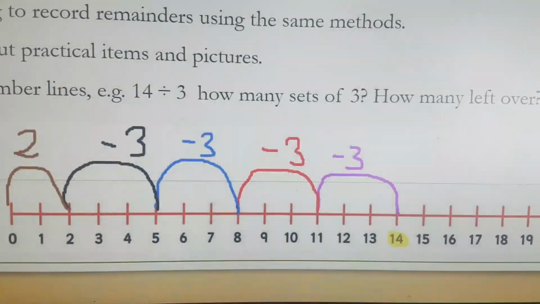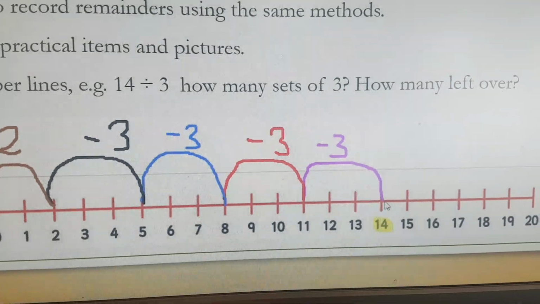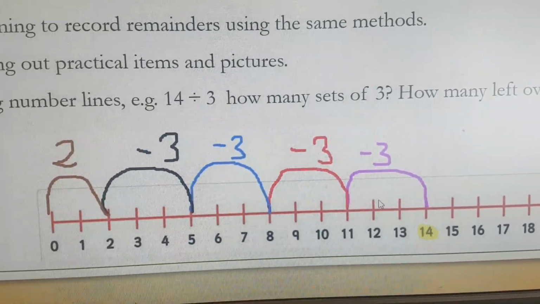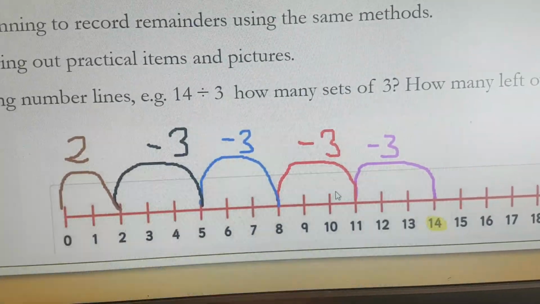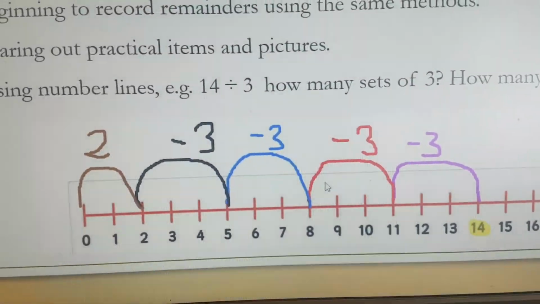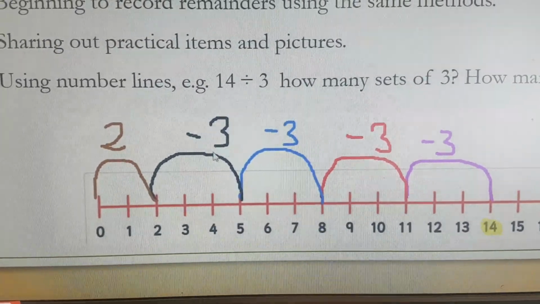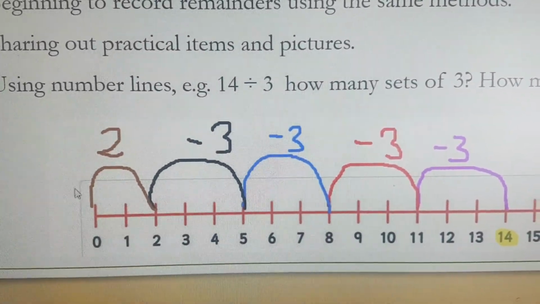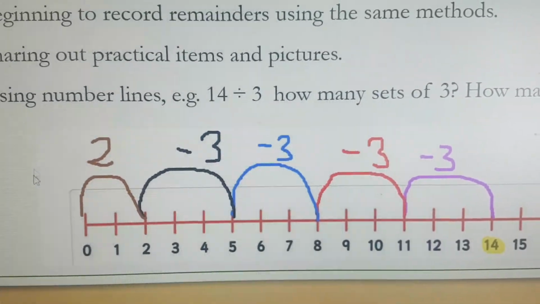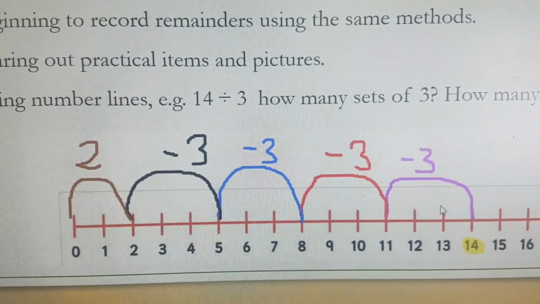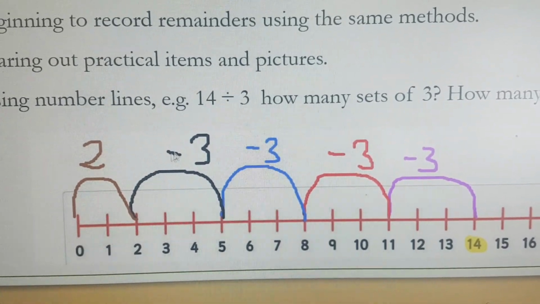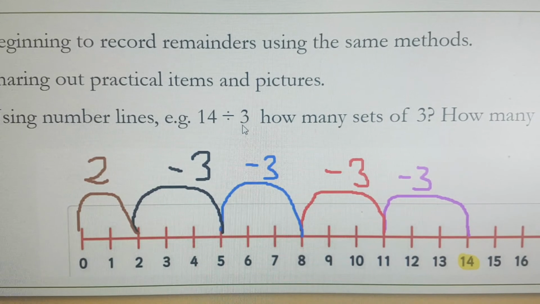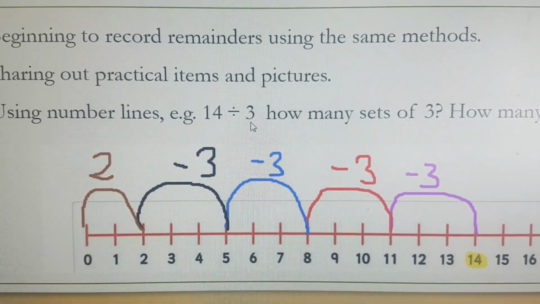This time we started at 14 and we counted backwards. Let's count backwards in a jump of 3. We know 1, 2, 3, that's 1 jump. 1, 2, 3, that's 2 jumps. 3 jumps. 4 jumps, but oh, we have 2 left over. We know we need to make it into sets of 3, so that gives us 2 left over. So that would be 1, 2, 3, 4 sets of 3 and 2 left over. So 14 divided by 3 would be 4, remainder 2.